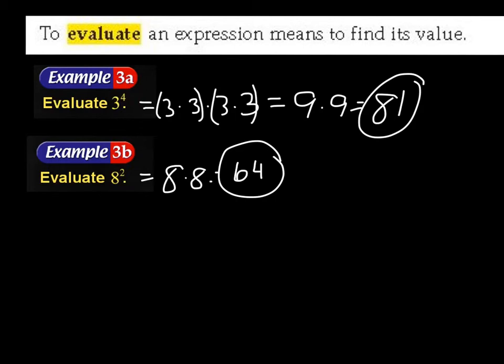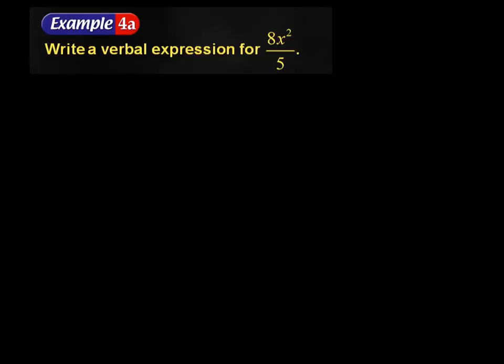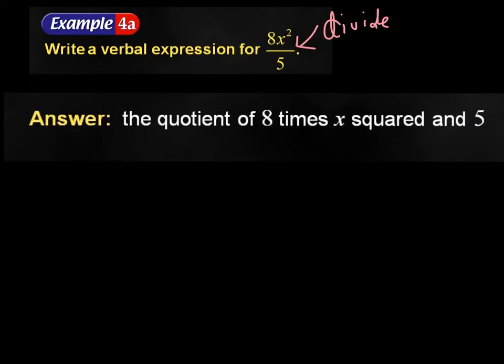The last thing we need to do in this lesson is look at moving to writing verbal expressions from algebraic expressions. They ask us to write a verbal expression for 8x squared over 5. Now, I said that purposely in a way that would not be a great way mathematically. It's accurate. Instead of over, we know the fraction bar means divide. So we could say 8x squared divided by 5, or we call the answer to a division problem quotient. So we could say the quotient of 8 times x squared and 5.